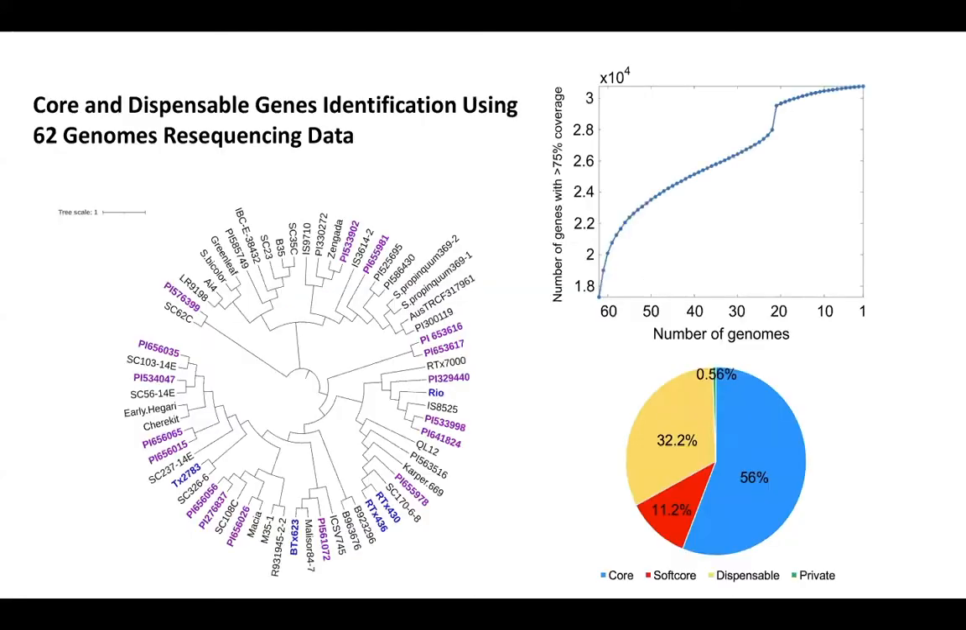Then we mapped the sorghum genome resequencing data to this pangenome, constructed the gene tree and the phylogenetic tree, and identified the core and dispensable genes based on the gene coverage from these genomes. As a result, we identified 56% of genes as core genes, 11% as soft core genes, 32% as dispensable genes, and 0.5% as private genes.